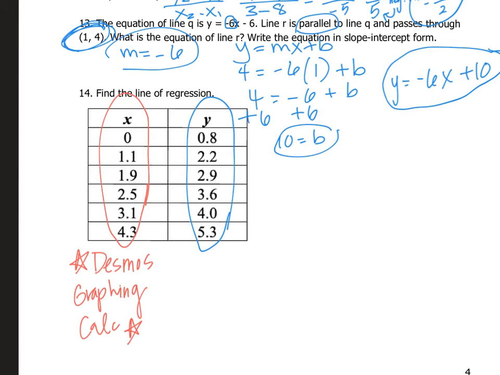This question is Desmos dependent. We need Desmos in order to do it. So you need to be following those steps. If you haven't done that, do that right now. Pause the video and do that right now.